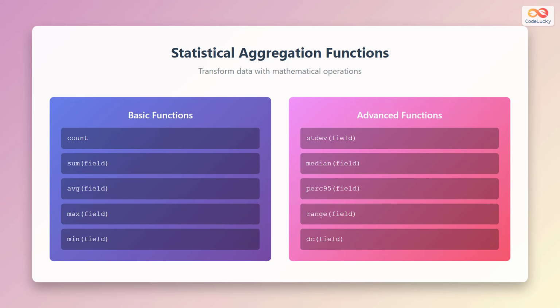Advanced functions provide deeper statistical insights. Standard deviation helps identify data variability, median provides central tendency that's less affected by outliers, and percentile functions like perc95 show distribution characteristics. The distinct count function, abbreviated as DC, counts unique values, while range calculates the difference between maximum and minimum values. Choosing the right aggregation function depends on your specific analytical goals and the nature of your data.